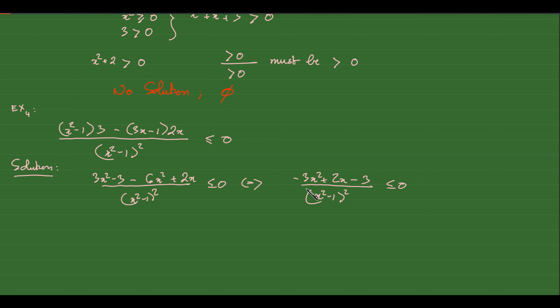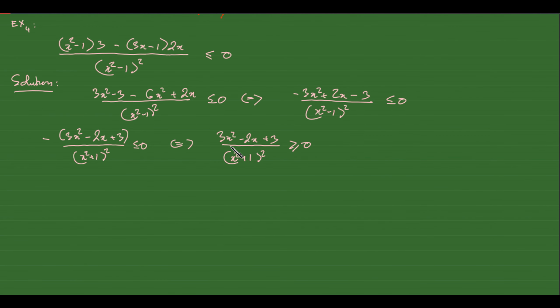Now I'm going to just go ahead and factor the negative out. So I factor the negative out, so I have 3x squared minus 2x plus 3, right? Less than or equal to 0. And I divide both sides by negative, so it means that I have to flip the direction here. So you have 3x squared minus 2x plus 3 over x squared minus 1 squared greater than or equal to 0. Okay.